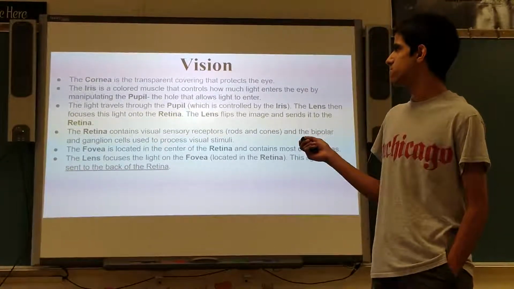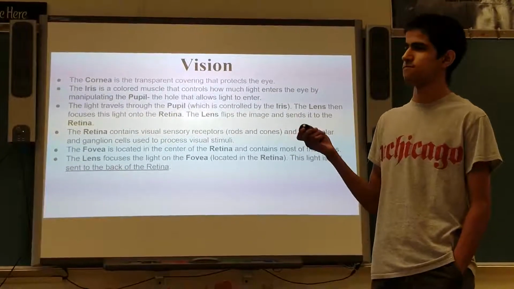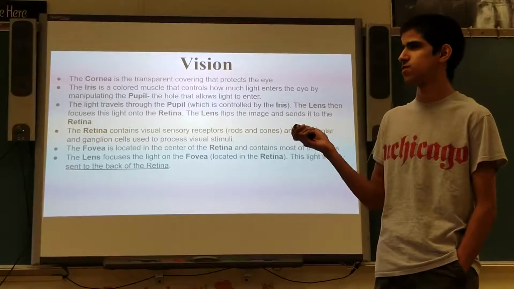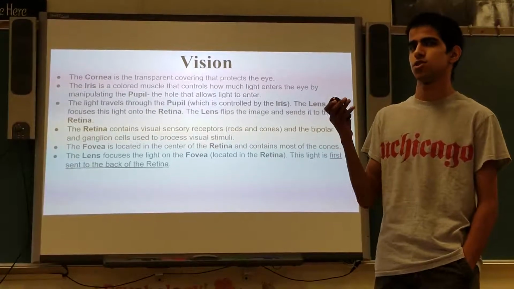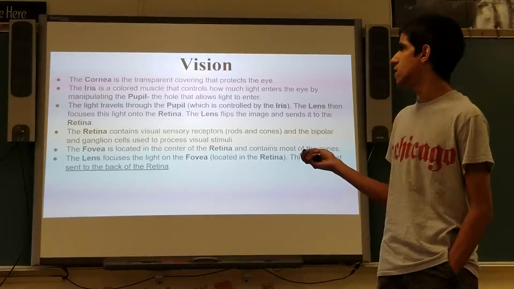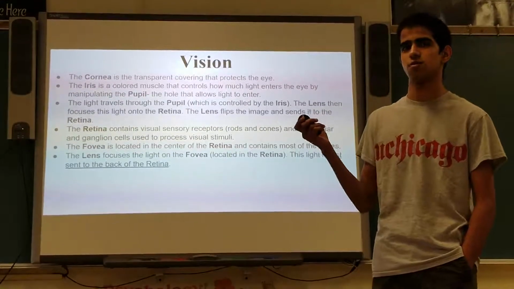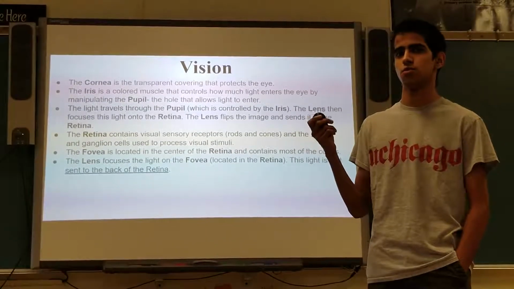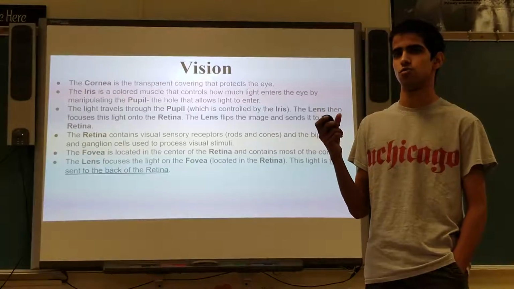Go over parts of the eye. So the cornea, this is the transparent protective layer of the eye. It's just there to protect the eye. And then we have the iris. This is the colored part of the eye, and this opens or closes the pupil.